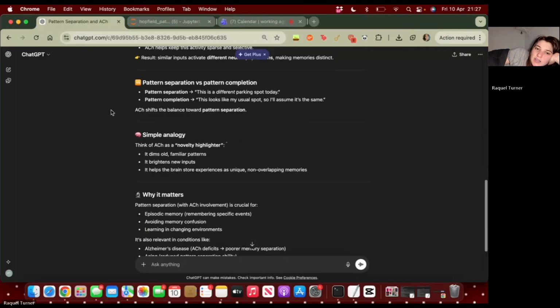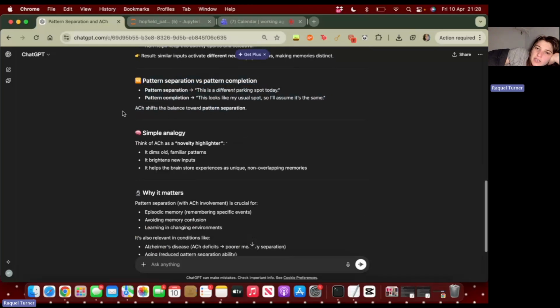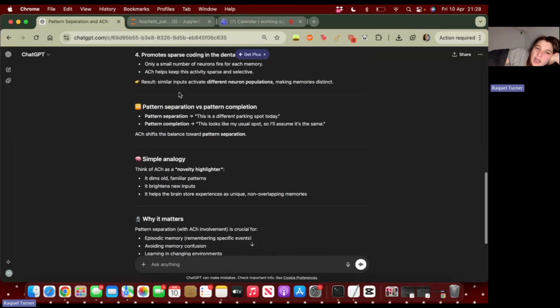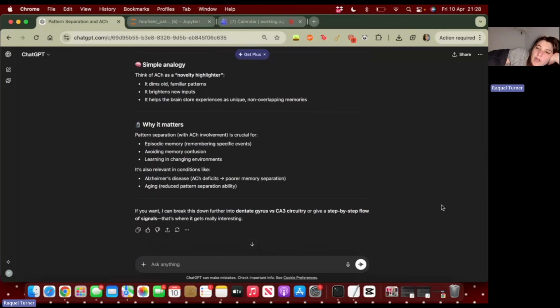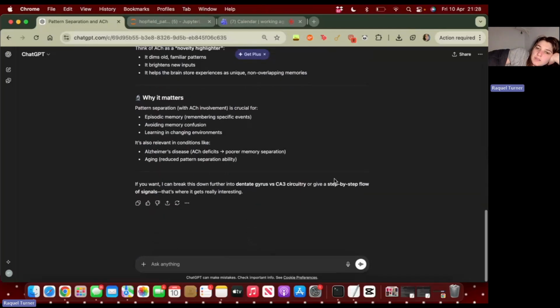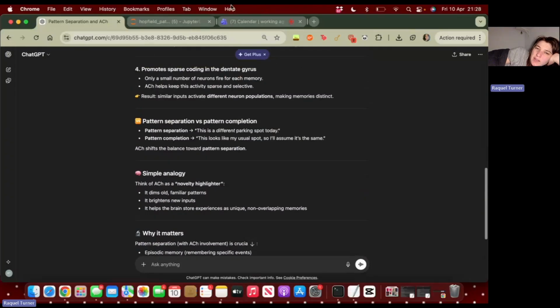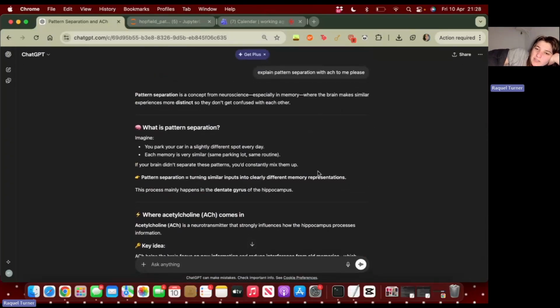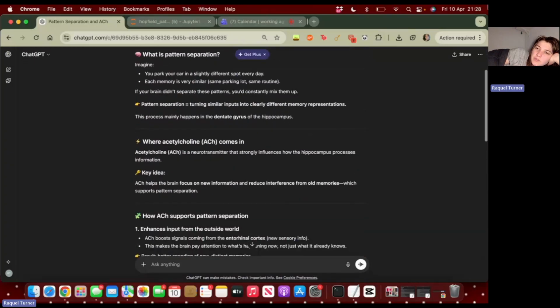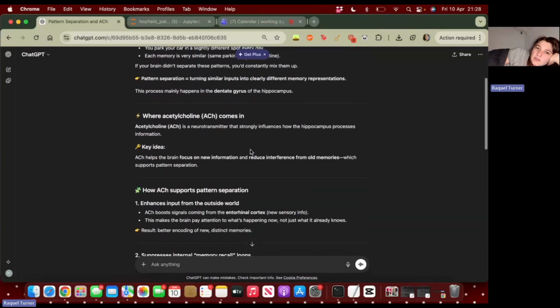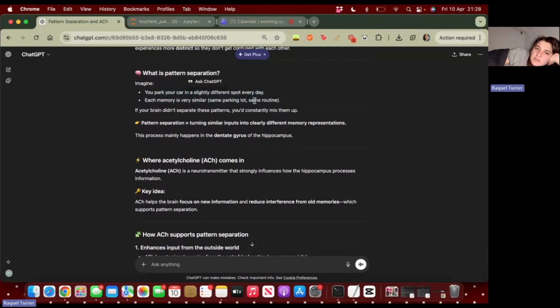I think that's it. This looks like my usual spot. I haven't fully internalized everything yet. I read all this in papers. I already read many papers about this along the way because I read a lot about acetylcholine, but I just wanted to refresh because I haven't interacted with those texts in a minute. So yeah, you park your car in a slightly different spot every day.